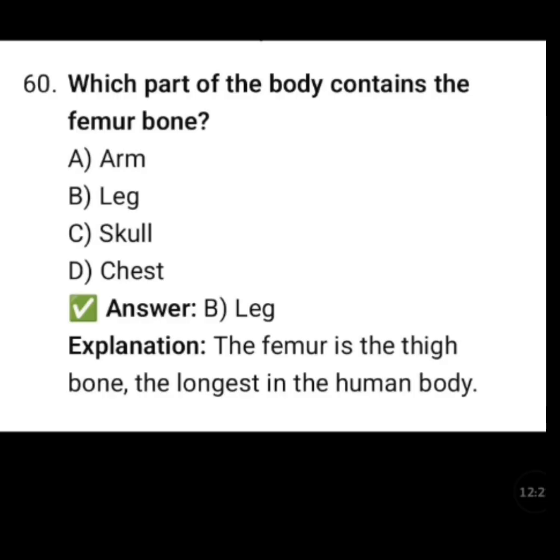Which part of the body contains the femur bone? Arm, leg, skull, chest. The correct answer is option B, leg. The femur is the thigh bone, longest in the human body.